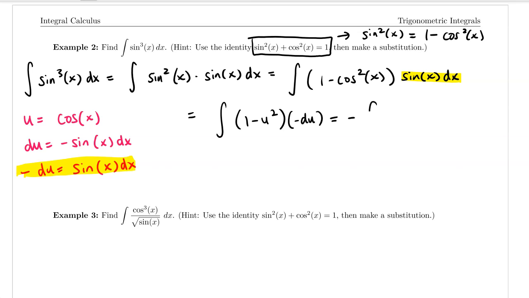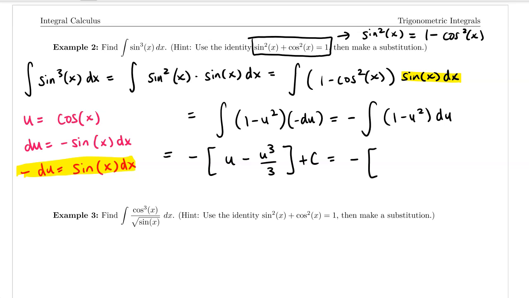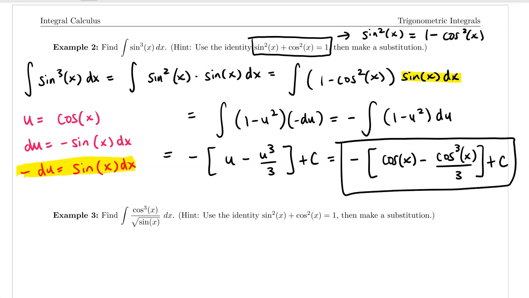So I'm going to factor out a negative sign. And now I just want to go ahead and substitute back in my u value. And if you'd like, you can distribute in the negative sign. I'm just going to leave it factored out. And this is our final answer.